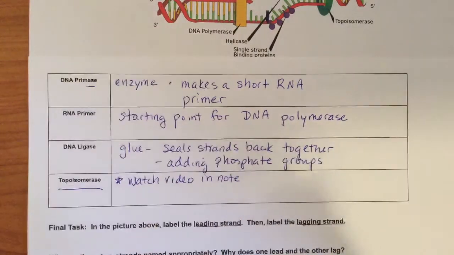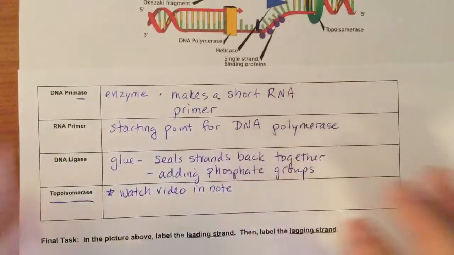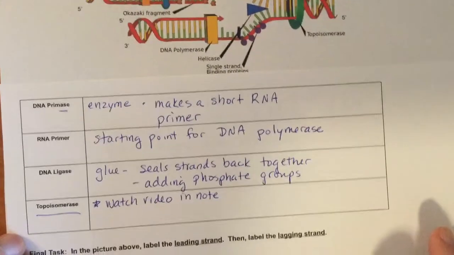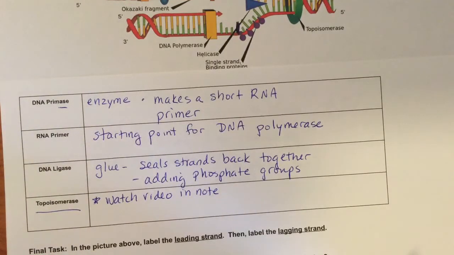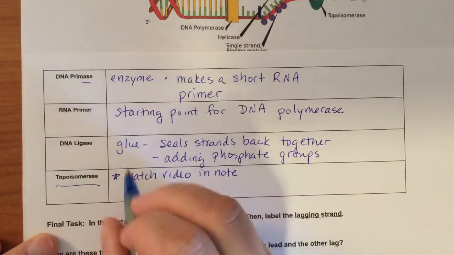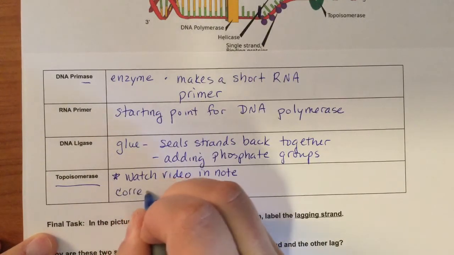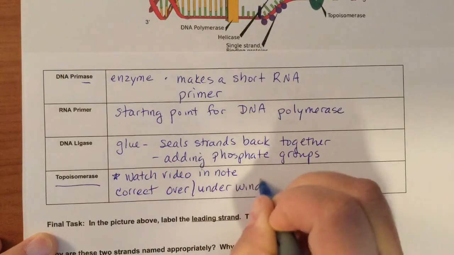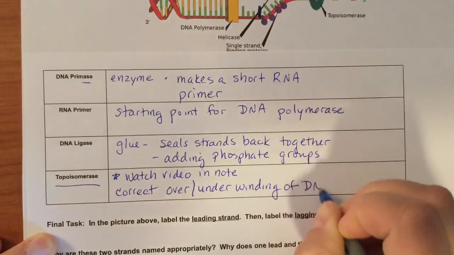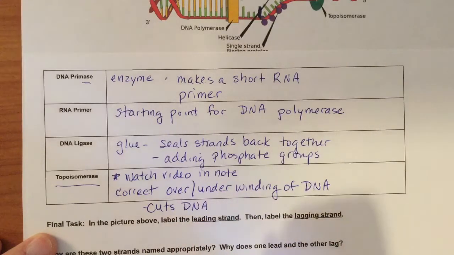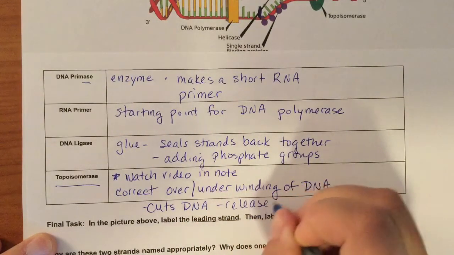But basically, if you're separating the strands of DNA and DNA is twisted and you start to pull the two strands apart, you're going to pull them apart and then they're going to get stuck. You're going to have so much tension in the line that it can no longer unwind anymore. So topoisomerase's job is to correct the over and underwinding of DNA. Another way to say that is that it cuts the DNA double helix. It literally just cuts it and then it releases the tension.